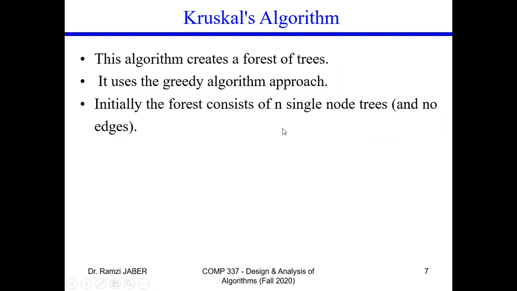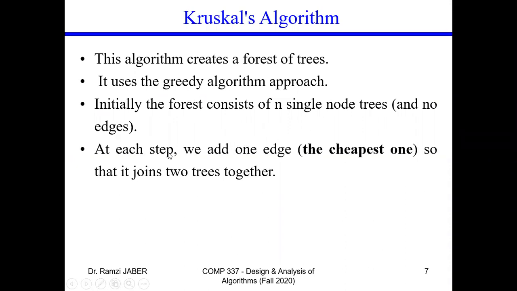So, first step, we remove all the edges. Initially, we remove all the edges. Only the nodes remain. Each node itself is a tree, so it is called a forest. At each step, we add one edge, which is the cheapest one or the minimum weight, so that it joins two trees together. Okay, a node and another node, when we connect them they become two trees joined together.